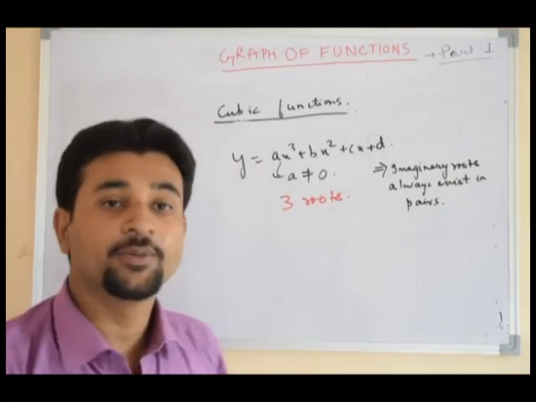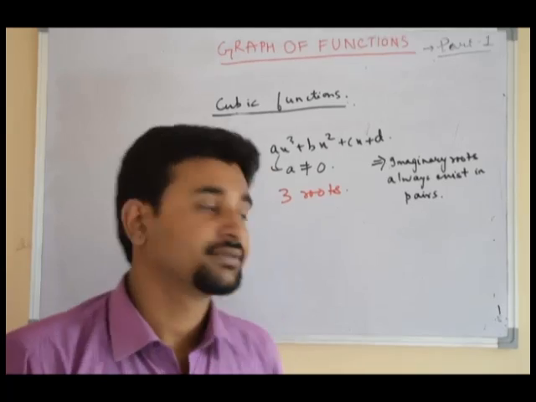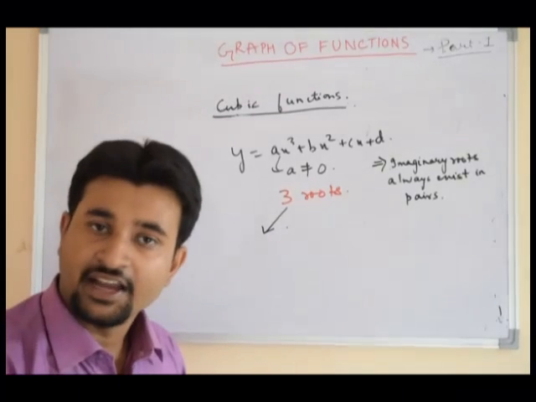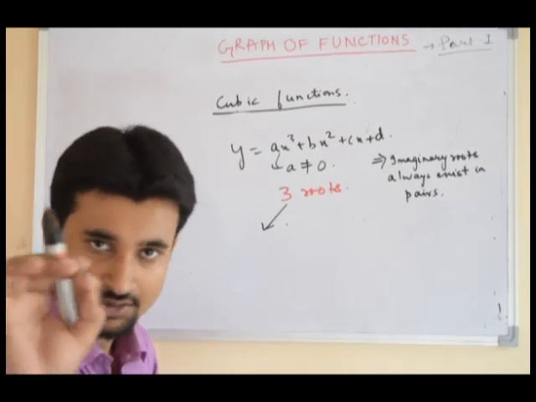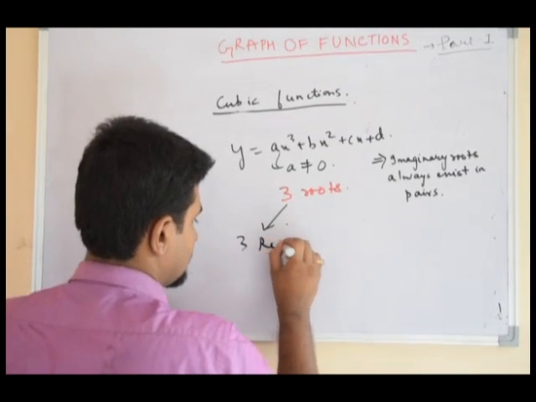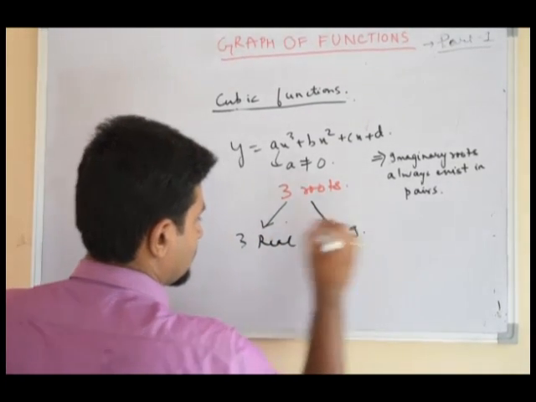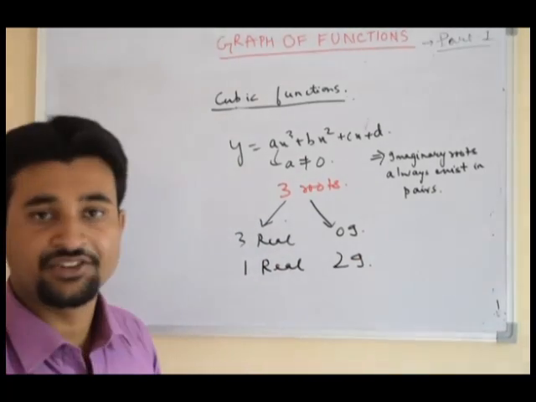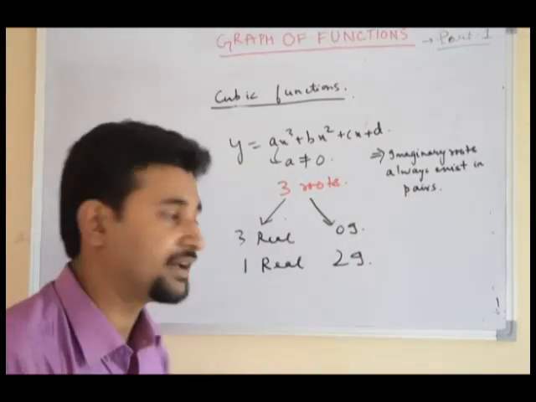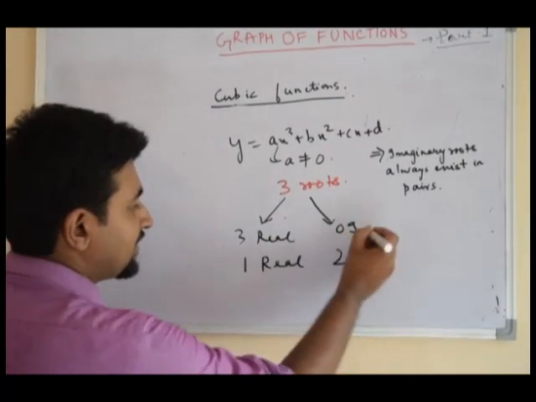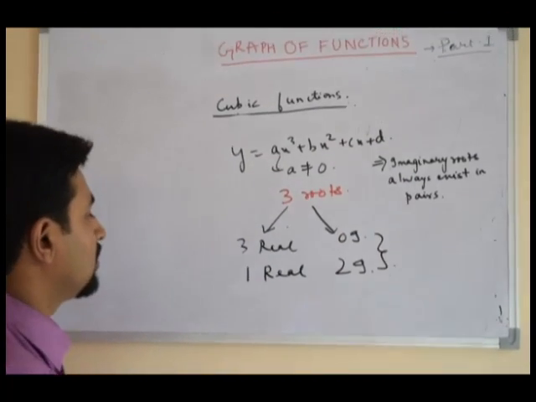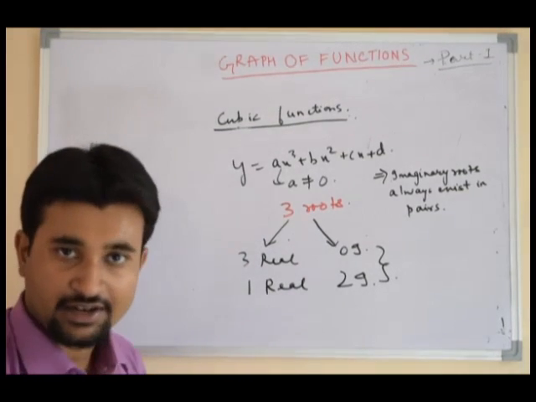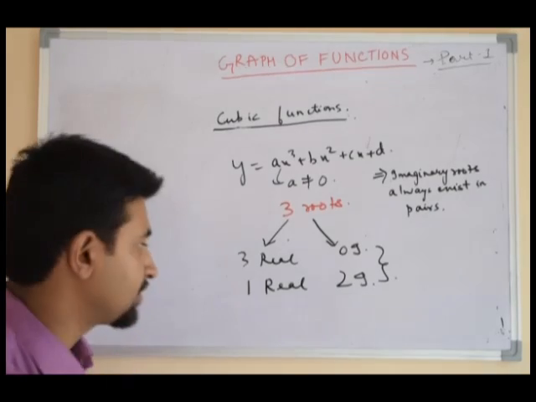Okay, so for a cubic equation, what can be the possibilities? Either it can have all the 3 roots real and 0 imaginary, or 1 real and 2 imaginary, because imaginary roots always exist in pairs. Okay, so these are the 2 possibilities. Now what can we say about the behavior of real roots? When all the 3 roots are real, then what can be the possibilities for the real roots?